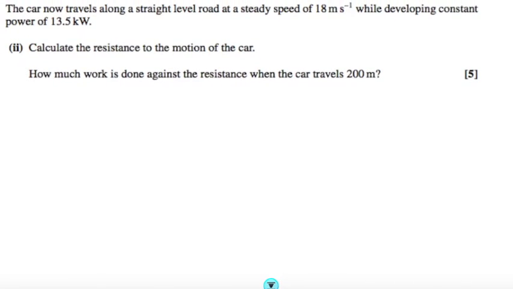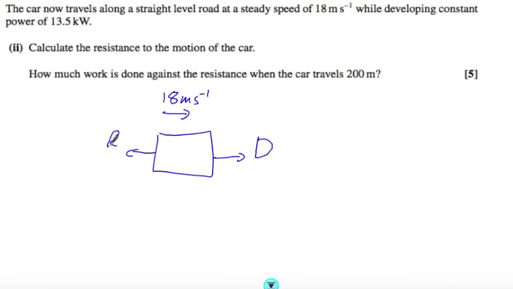Right, the car now travels along a straight, level road. Good. Here's our car, going at 18 meters per second, while developing a constant power of 13.5 kilowatts. Calculate the resistance to motion of the car. And then how much work is done against the resistance when the car travels 200 meters. So we know there's some driving force and there's some resistive force. Now we also know these two things must be equal because it's going at a steady speed.